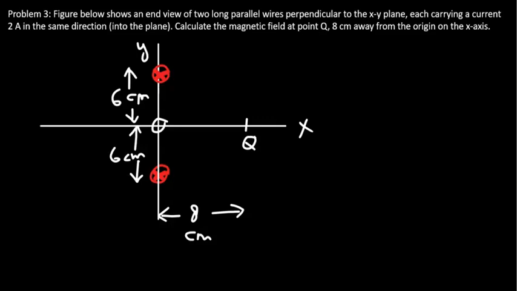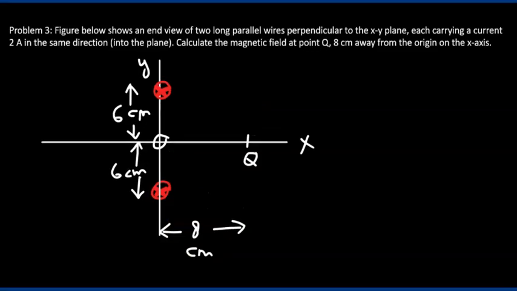Calculate the magnetic field at this point, which is 8 cm away from the origin on the x-axis. The first thing we have to realize is the magnetic field at point Q is produced by two sources. The first source is this current and the second source is that current. So we have to compute the contributions separately.